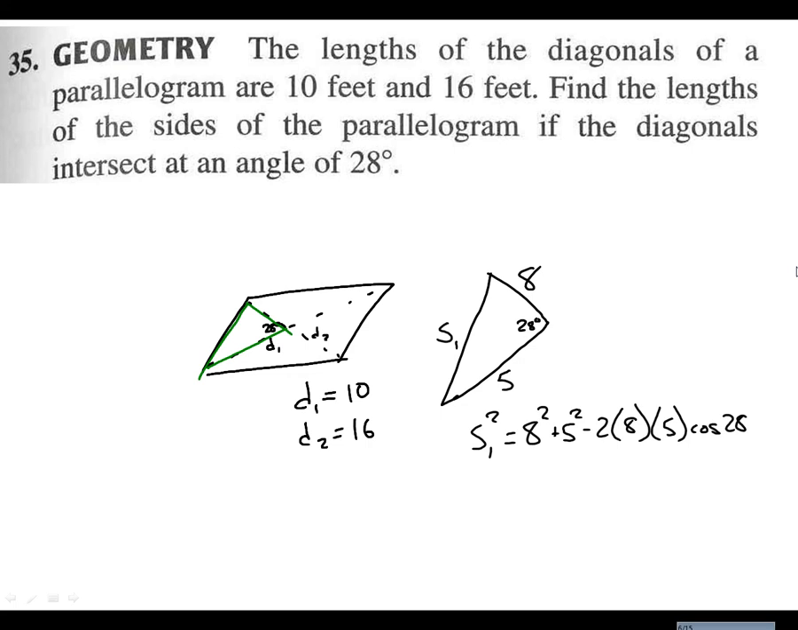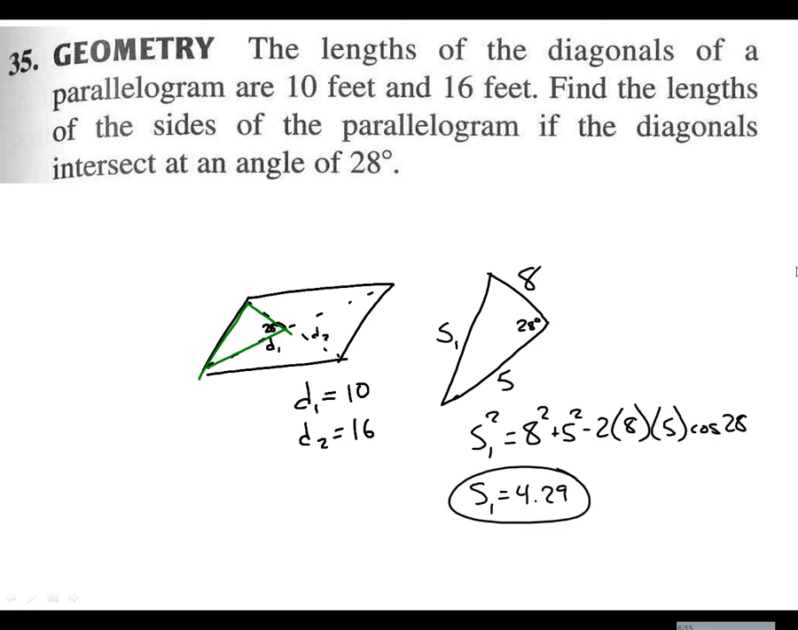Let's plug it into the calculator real quick. 8 squared plus 5 squared minus 2 times 8 times 5 times the cosine of 28. And I get 18. Remember, we've got to square root that. So 4.28 for S1. 4.29 actually. For the first side length.